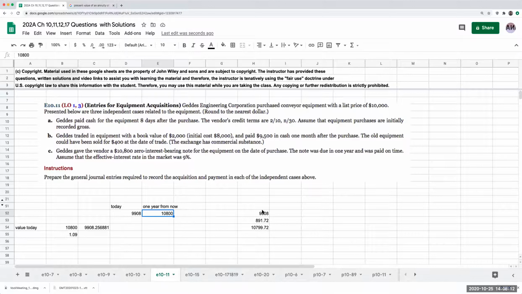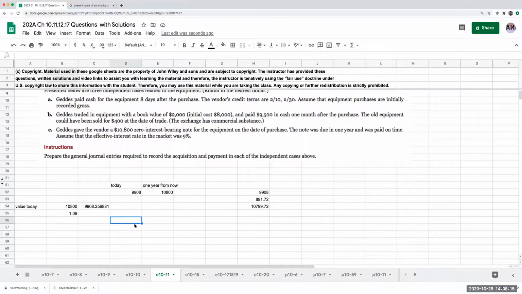So when I go through and record this purchase, I'm going to debit equipment for 9908. I'm going to credit note payable for 10,800, and then I'm going to debit discount on note payable. And this here is going to be 892. Okay, so that's what I'm going to do when I initially record the transaction.